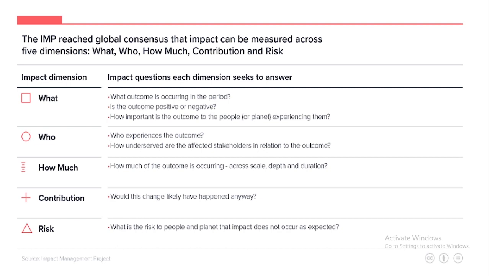When you look at who, in impact measurement, you're looking at who experiences this outcome, who the target beneficiaries are, and how underserved the affected stakeholders are in relation to the outcome. If it's negative for them, how is it underserving them? Is it positive? Then, how much is the outcome occurring across scale, depth, and duration? Impact measurement looks at how much across scale, depth, and duration, like what is the complexity of this outcome on the population, and how long is it going to last on the population?